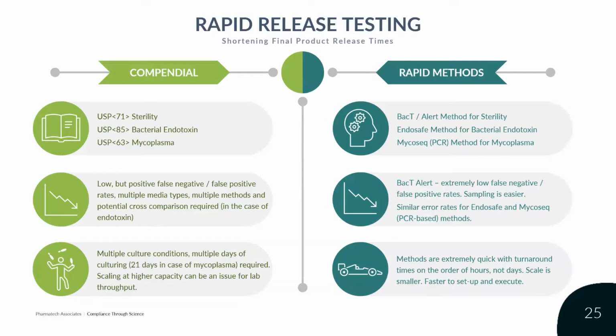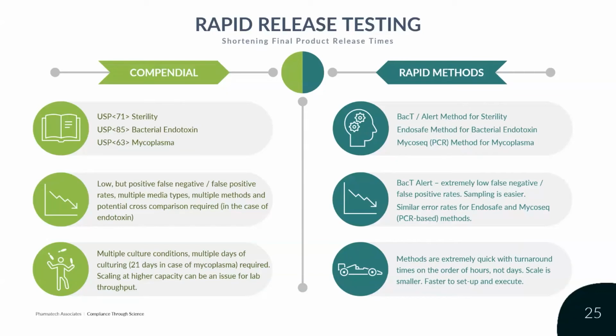So something that the industry is doing, which you'll see in adoptive cell therapies a lot, is bacteremic culture methods called BacT-Alert that debuted in 1997, but haven't really gained a foothold until now. BacT-Alert has extremely low rates of false negatives and false positives. Sampling is much easier. You can do sterile sampling, essentially a lot easier, so you don't get these false positive, false negative issues. And not to mention the methods are just extremely quick.